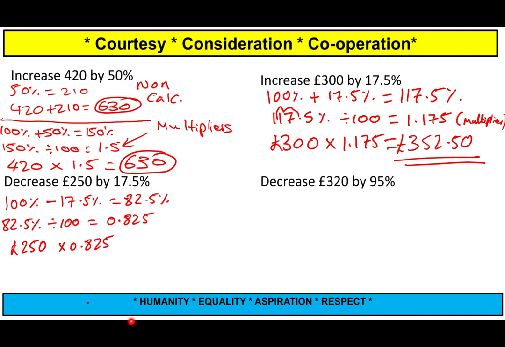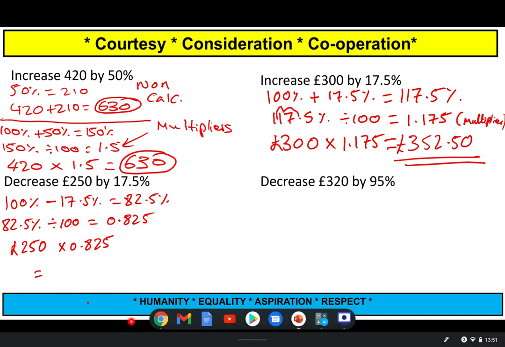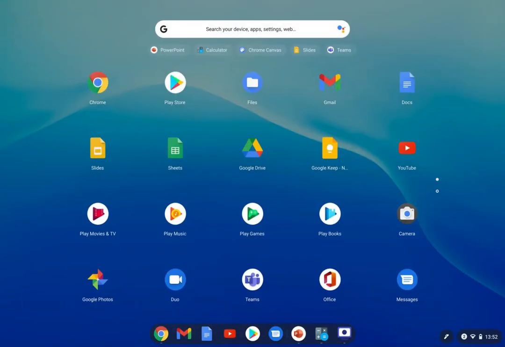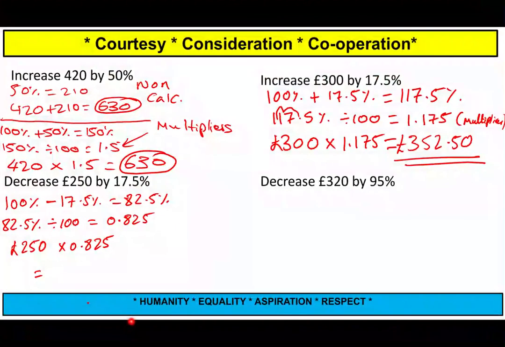Then all I have to do, multiply my amount by the multiplier. Now this will do the whole percentage decrease in one calculation. So 250 times 0.825 gives us 206.25.